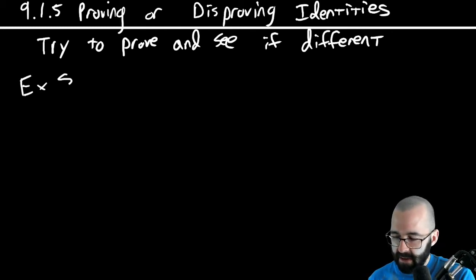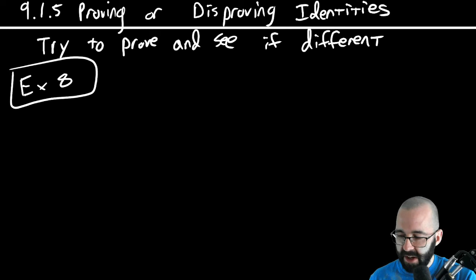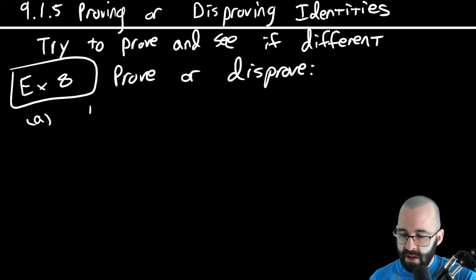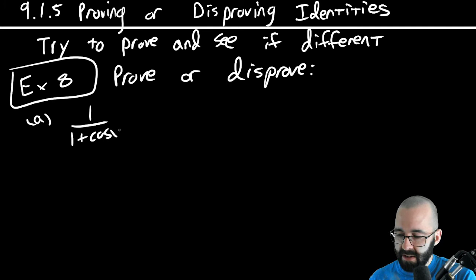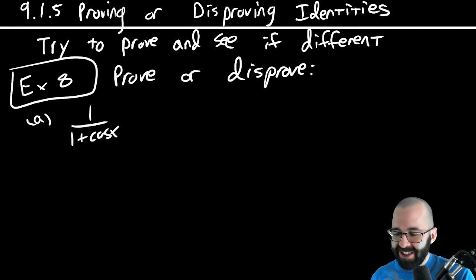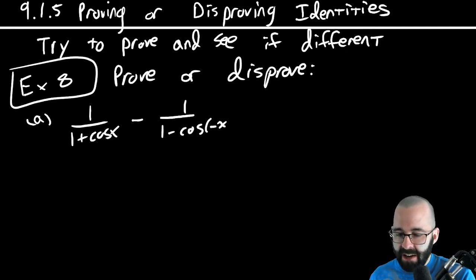Example 8. Only got 3 examples in this video. Prove or disprove the following identities. 1 over 1 plus cosine of x. Some of these are pretty messy, actually. The second one especially is a real doozy. 1 over 1 plus cosine of x minus 1 over 1 minus cosine of negative x.